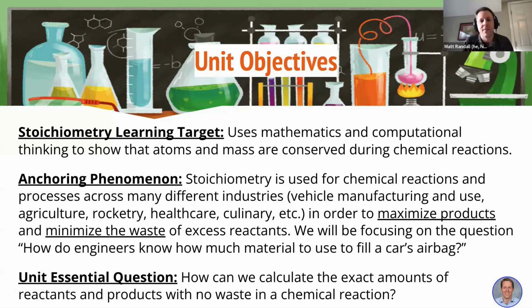Our anchoring phenomena, there's kind of two parts. We're going to be thinking of stoichiometry as a big picture idea used by industrial engineers and chemical engineers to figure out how much of the stuff that you mix together, the reactants, you need to maximize products and minimize waste. Throughout the unit, students will be thinking about a wide variety of different chemical reactions. But we're also going to focus on one specific example: how do engineers know how much material to use to fill a car's airbag? We'll talk about that in a few minutes. We'll keep going.